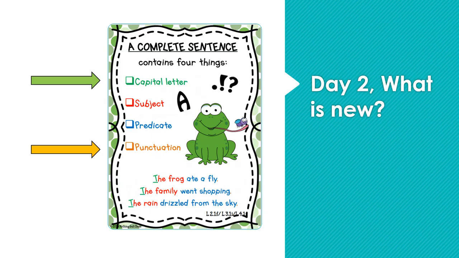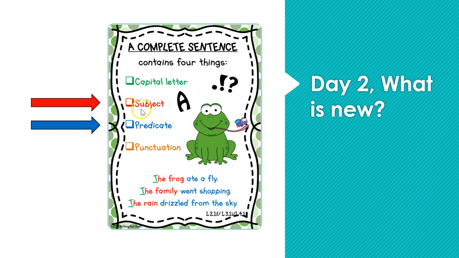So let's keep going. It's day 2. What is new? We've already gone over capital letter and punctuation, so we have 2 more that are left. That's going to be the subject and the predicate. This is all probably review from 2nd grade. But what better way to start our journey of writing and editing our work than to go over subject and predicate?